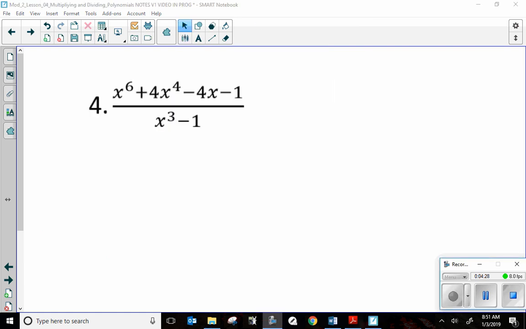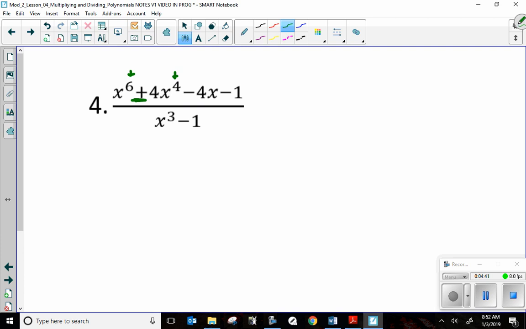If you want to try this one on your own, go ahead. I am about to rip through it. Now, I notice I'm missing some terms. I do not have an x to the 5th here. An x to the 5th should be between 6 and 4. My next term is 1, so I'm also missing, not only am I missing a power of 5, I'm missing a power of 3. I'm missing a power of 2.